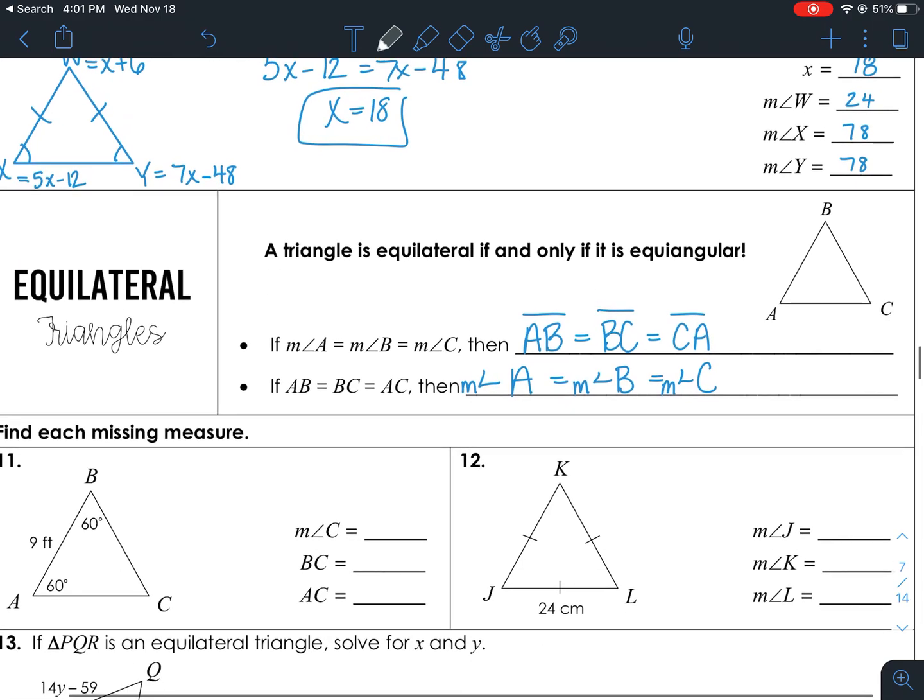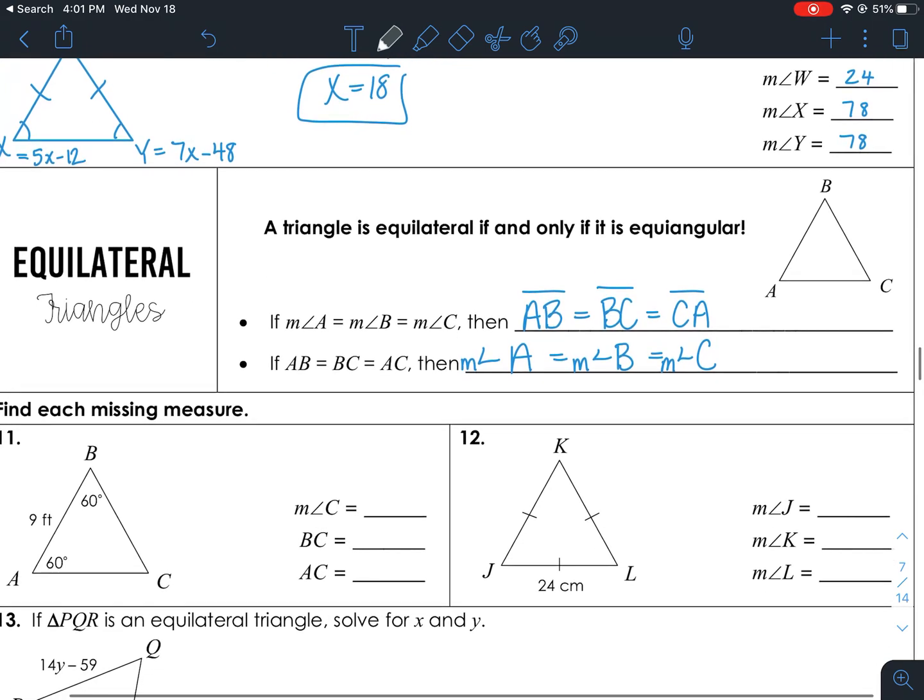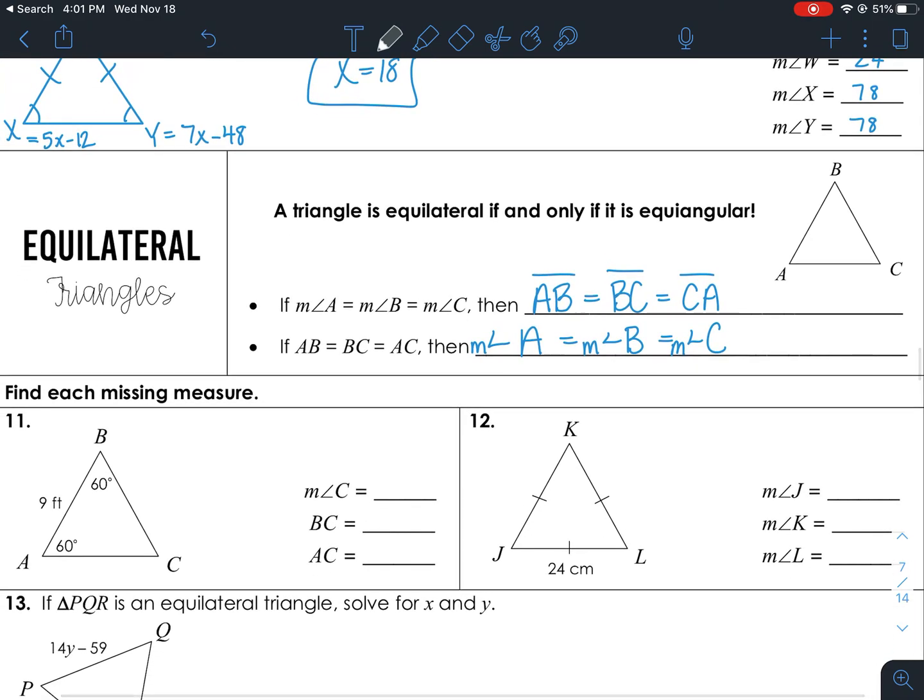All right, let's talk equilateral triangles. Equilateral triangles mean if all of our angles are equal, then all of our sides are equal. And again, we can do the same thing. If all of our sides are equal, then all of our angles are equal. Again, we hinted at this when we were talking about equilateral and equiangular. If it's equilateral, then it's equiangular. And you can do the opposite. If it's equiangular, then it's equilateral.